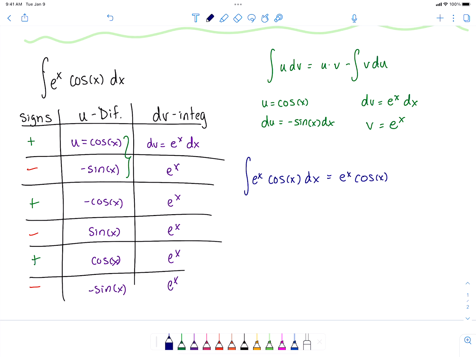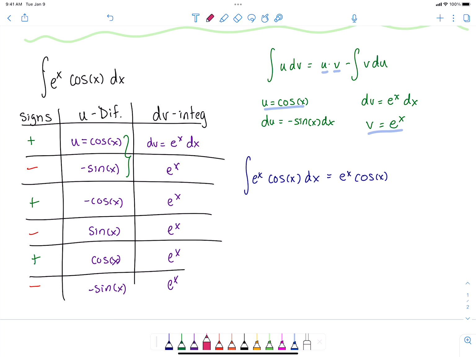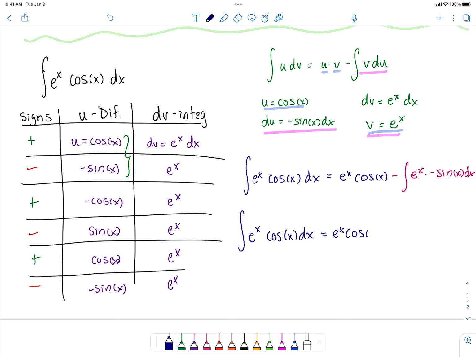e to the x cosine of x. Again, that's our u times our v, and then minus the integral of v times du. So v times du, that's what we get here. So we have e to the x times negative sine of x dx. So cleaning this up, we get e to the x cosine of x dx is e to the x cosine of x plus, oh, we end up with plus, that's always nice, e to the x sine of x dx.